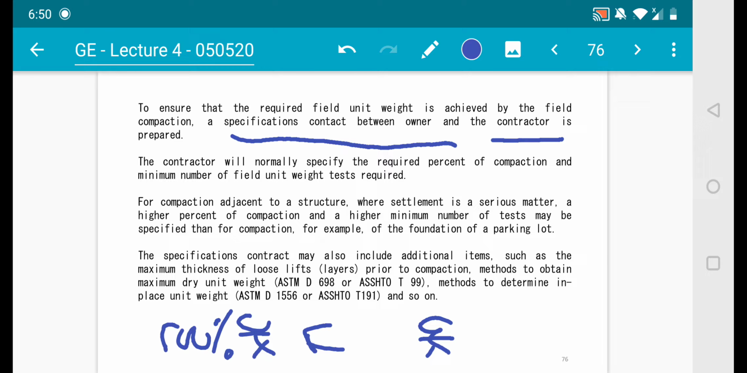For compaction adjacent to a structure, where settlement is a serious matter, a higher percent of compaction or a higher minimum number of tests may be specified than for compaction, for example, of the foundation of a parking lot. The specification contract may also include additional items such as the maximum thickness of loose lift prior to compaction, method to obtain maximum dry unit weight, method of determining in-place unit weight, and so on.